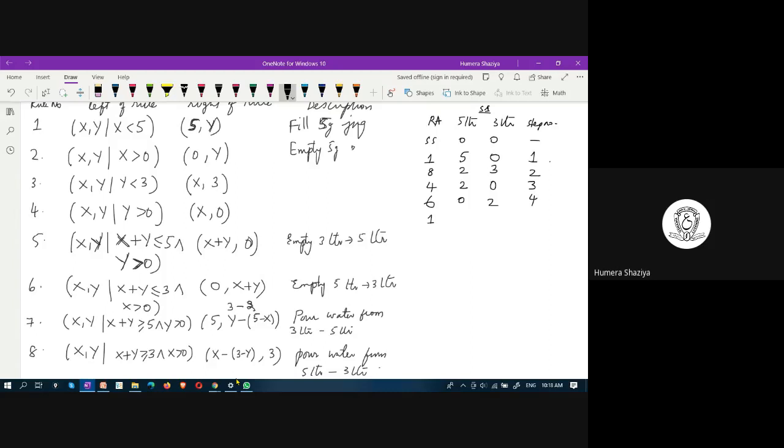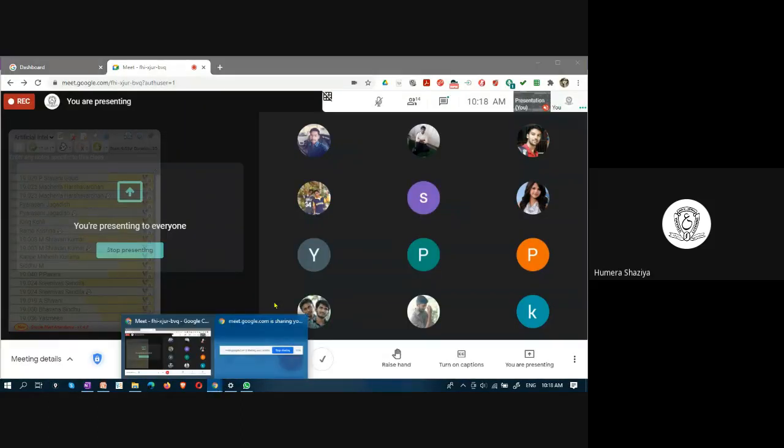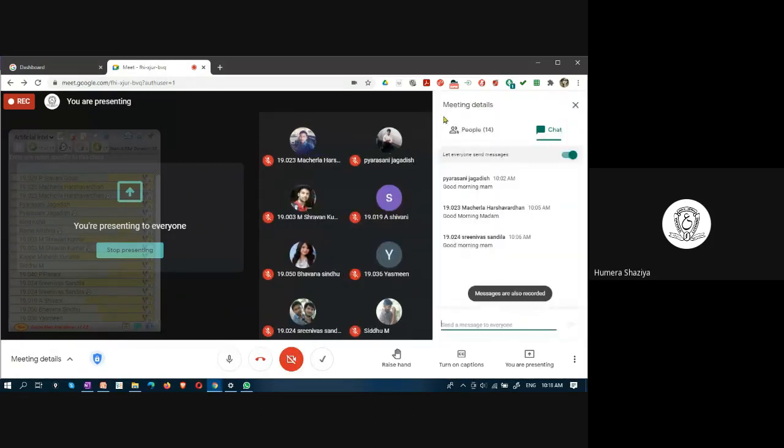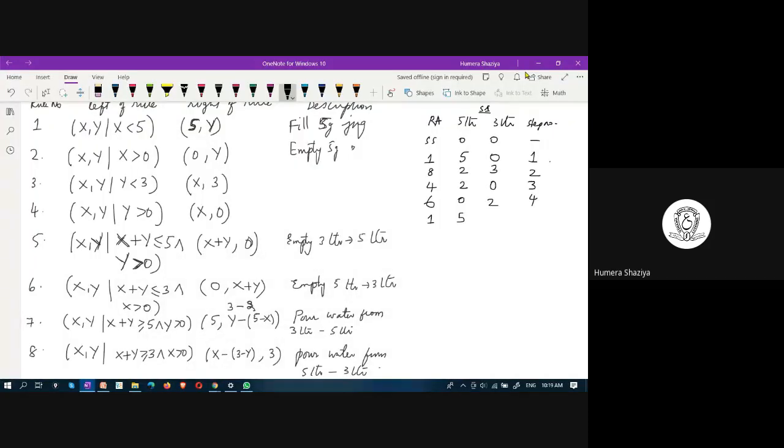Followed by application of rule number 1, which is filling 5 liter water into 5 liter jug. Now from 0 it becomes 5. All right. Good morning everyone. Any doubt, you put in the chat window. Rule number 1 makes 5 liter jug to be full. Already 3 liter jug has 2 liter water, and this is step number 5.